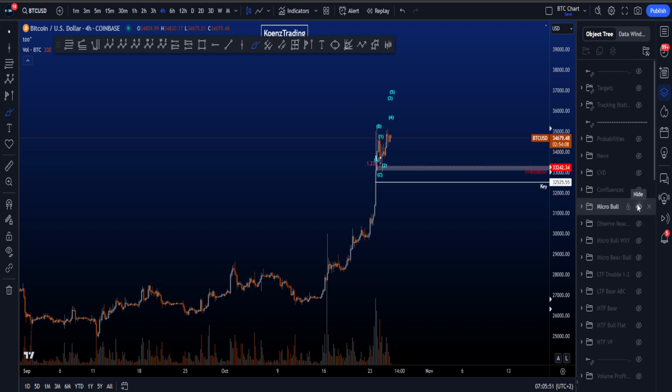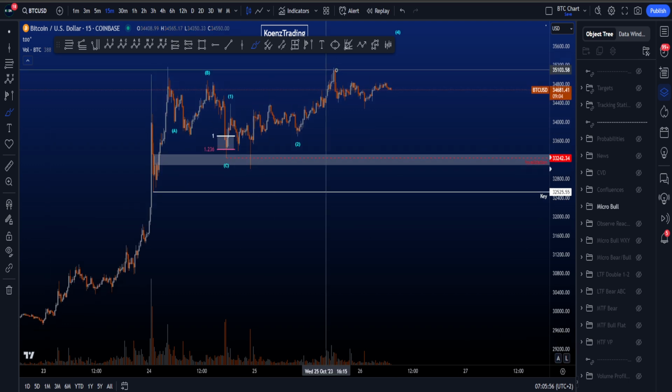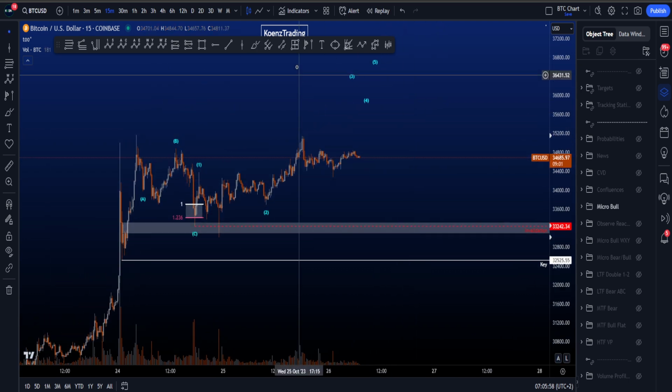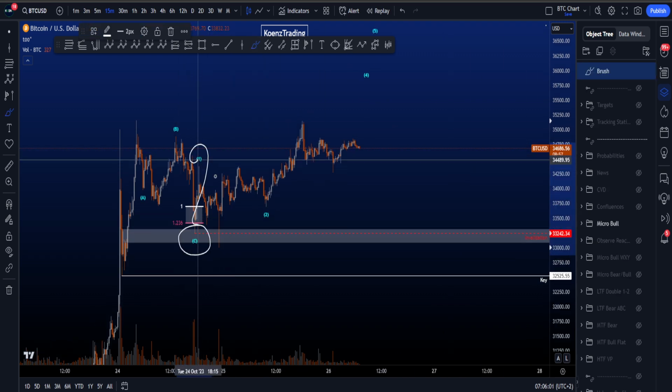Now, if we then look at the micro more bullish scenario, so basically saying, hey, we're not going down, we will continue to the upside, then we have to think about this being the low, this being wave 1 and wave 2.